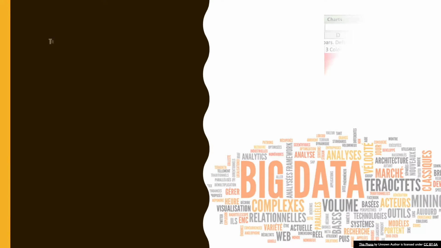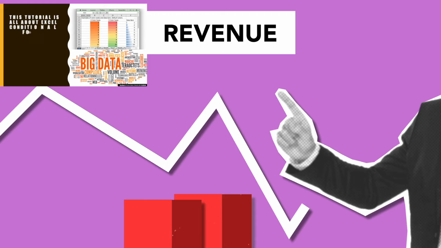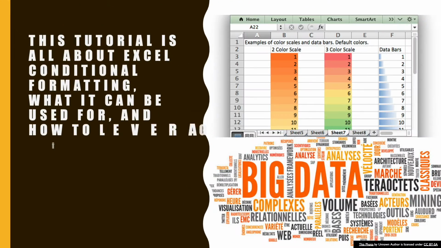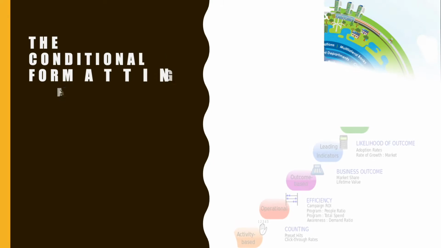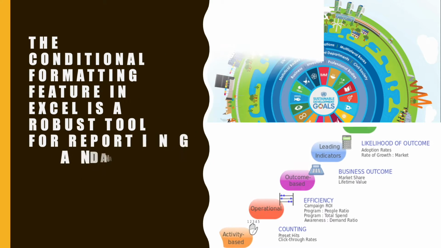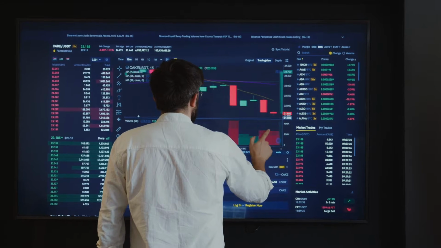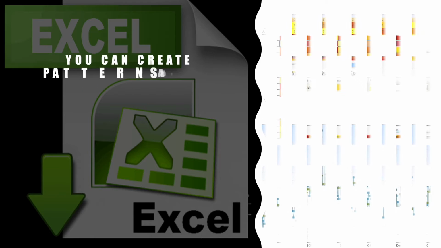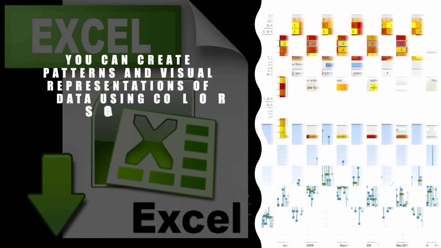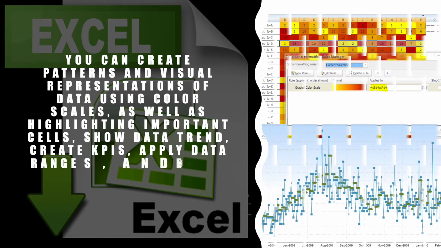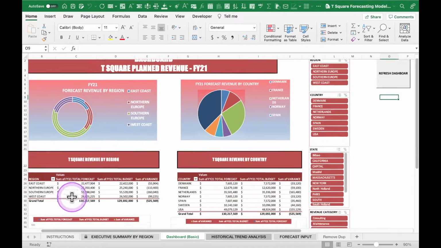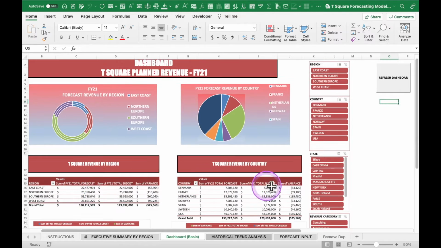This tutorial is all about Excel conditional formatting, what it can be used for, and how to leverage it. The conditional formatting feature in Excel is a robust tool for reporting and analysis. You can create patterns and visual representations of data using color scales, highlight important cells, show data trends, create KPIs (key performance indicators), apply data ranges, and even apply it to areas on a pivot table, which I will not cover in this video.